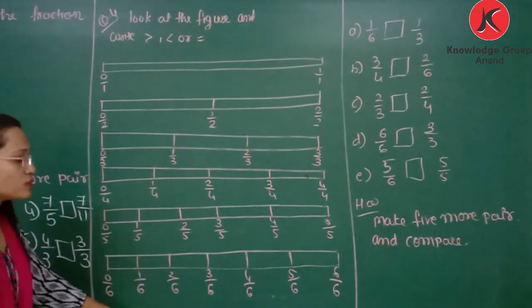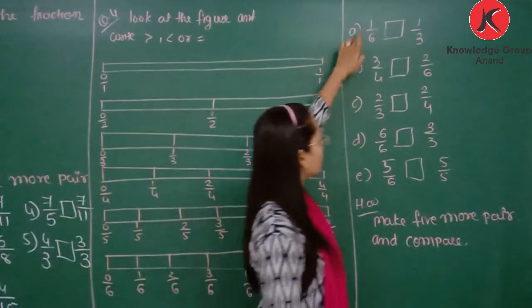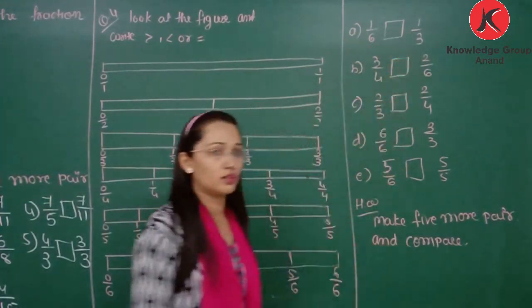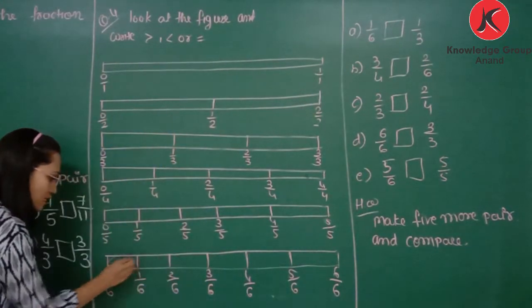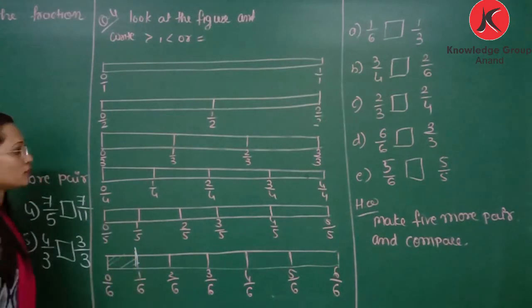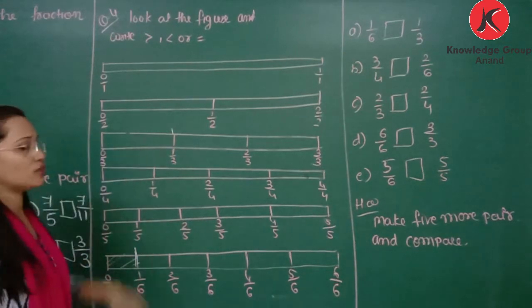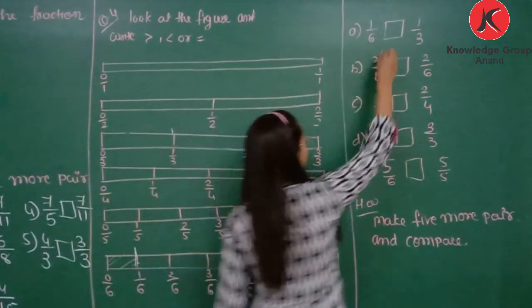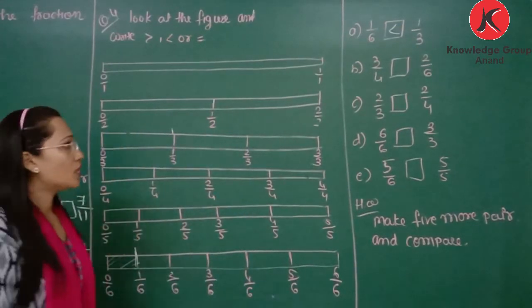So by observing this, you need to compare the fractions. So here first 1 by 6 and 1 by 3. So 1 by 6 is what? It is this part. You can see 1 by 6 means it is this part. And 1 by 3 will be here. So which part is greater? Obviously 1 by 3 is greater. So we can write 1 by 3 is greater than 1 by 6.